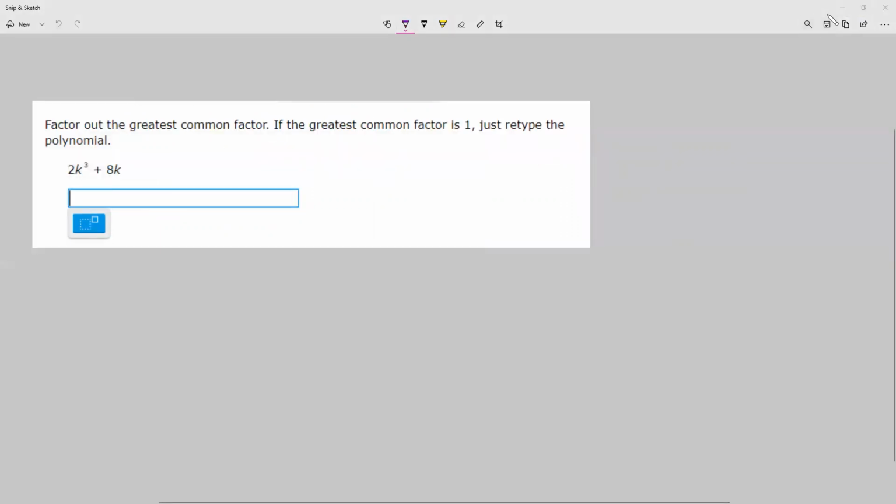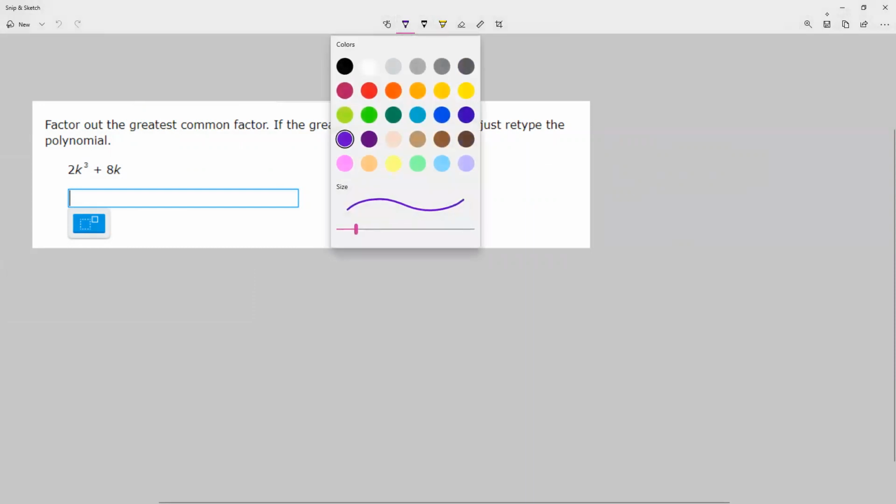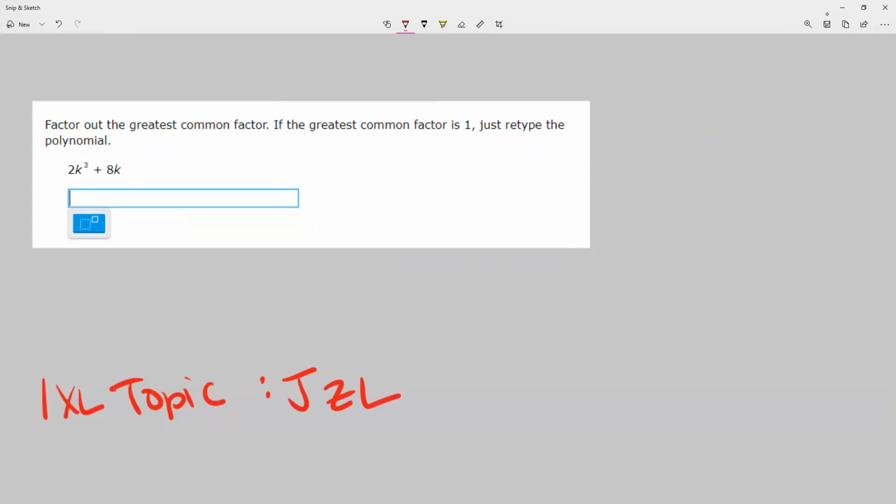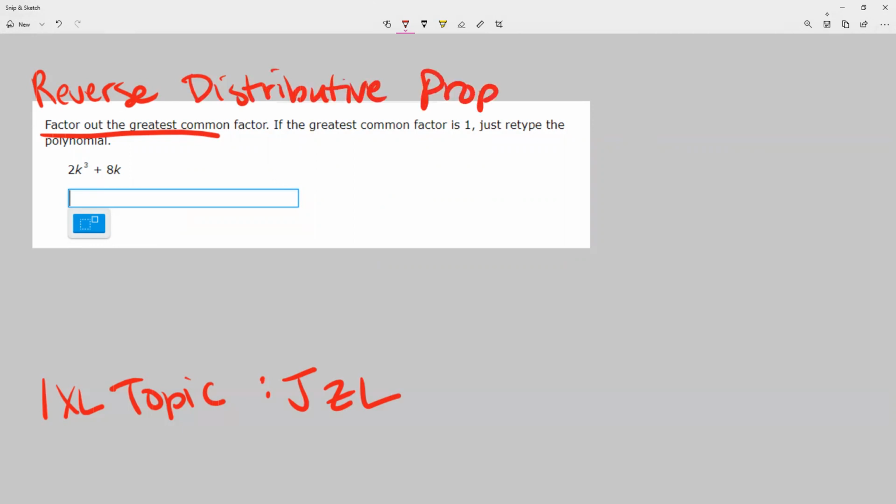All right. Now we're finally moving on to a different IXL topic. So this is IXL topic ZZU, which is factoring out the greatest common factor. So it's not just finding the GCF, but it's also taking it out. And so really what this is, is reverse distributive property. It's almost like you're doing the distributive property backwards.